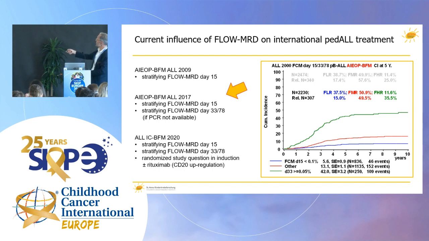So for now, for the IBFM situation, we are using day 15. If there is no PCR available, we are using day 33 and 78 results. And there is this sister trial, the ALL IC-BFM trial, which is run in Eastern Europe and South America, which is also stratifying. They don't have a PCR assay, and they're stratifying based on flow cytometry methodology, as I've shown to you.